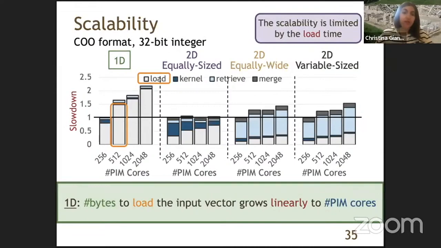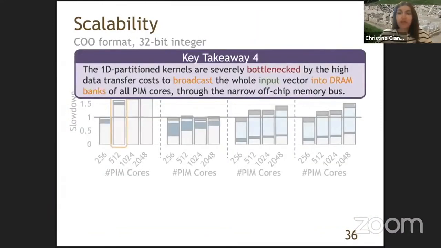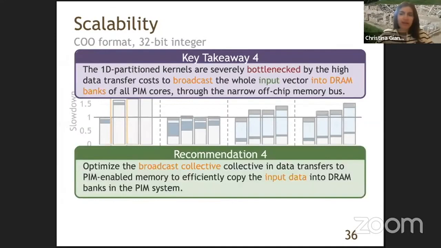As I mentioned, the input vector needs to be replicated at the local DRAM bank of each PIM core, and therefore a high amount of bytes is transferred from the whole CPU to the PIM-enabled memory modules through the narrow memory path. So we conclude that the 1D partition kernels are bottlenecked by the high data transfer cost to broadcast and replicate the whole input vector into each DRAM bank of all PIM cores. To this end, we suggest hardware and system designers to optimize the broadcast collective in data transfers to PIM-enabled memory in order to minimize the overheads of copying the input data into all DRAM banks of the PIM system.